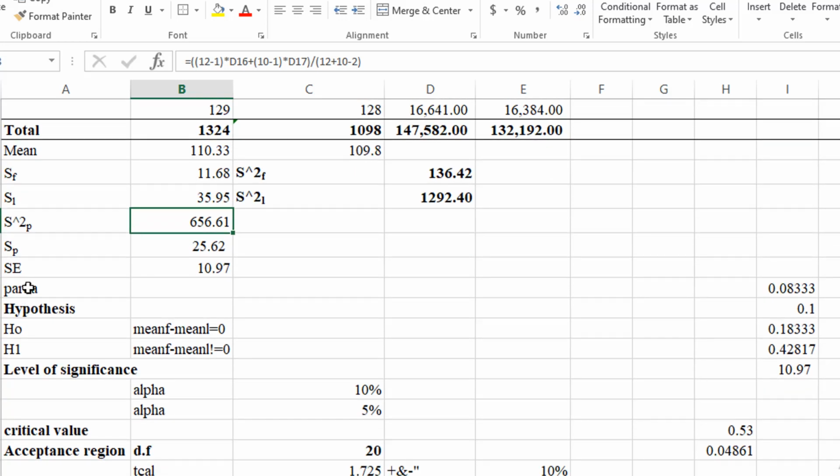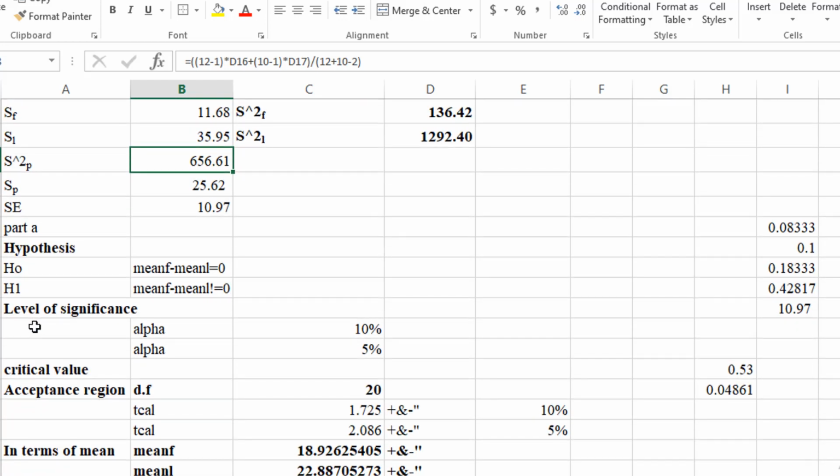In part 1, I'm going to provide the solution for both parts A and B, and the only difference is the level of significance. So the first step, the hypothesis, is the same for both cases, H naught and H1. Null hypothesis: mean F minus mean L is equal to 0, or mean F is equal to mean L, and H1: mean F minus mean L is not equal to 0. This exclamation mark means is not equal to.